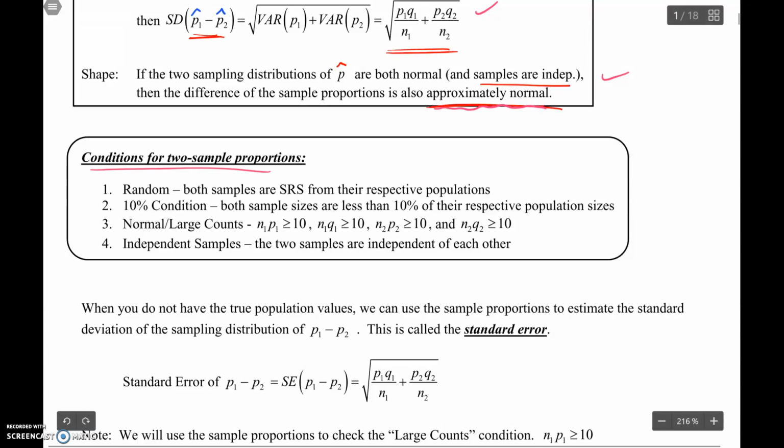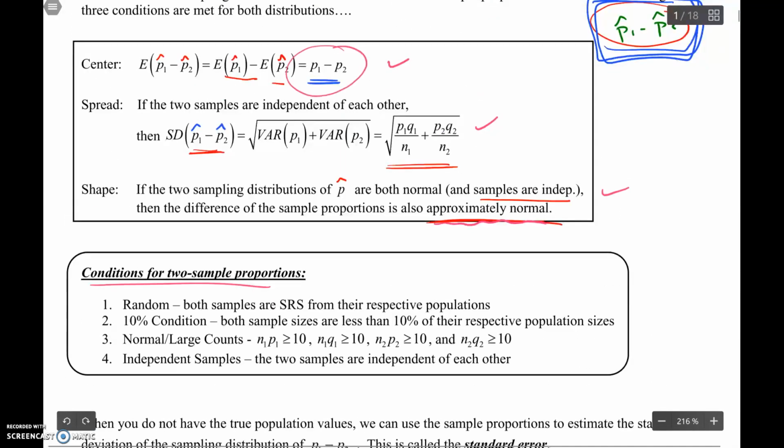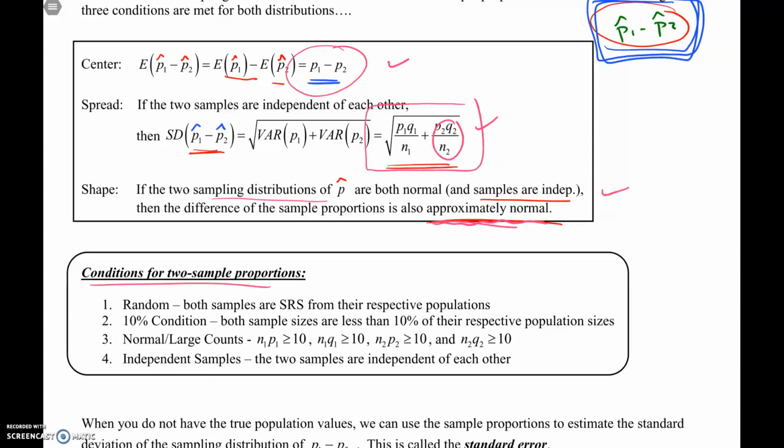First, both samples need to be a simple random sample. That assures us of the center. 10% condition: both samples need to be less than 10% of their respective populations. That allows us to use this formula here. And then normal large counts assures us that the two sampling distributions are approximately normal, therefore the combination will be approximately normal. And then in order to add these two, we need to have independent samples. So I call it 4 checks. These are both independence checks. And then this is kind of a center check, and this is kind of a shape check.